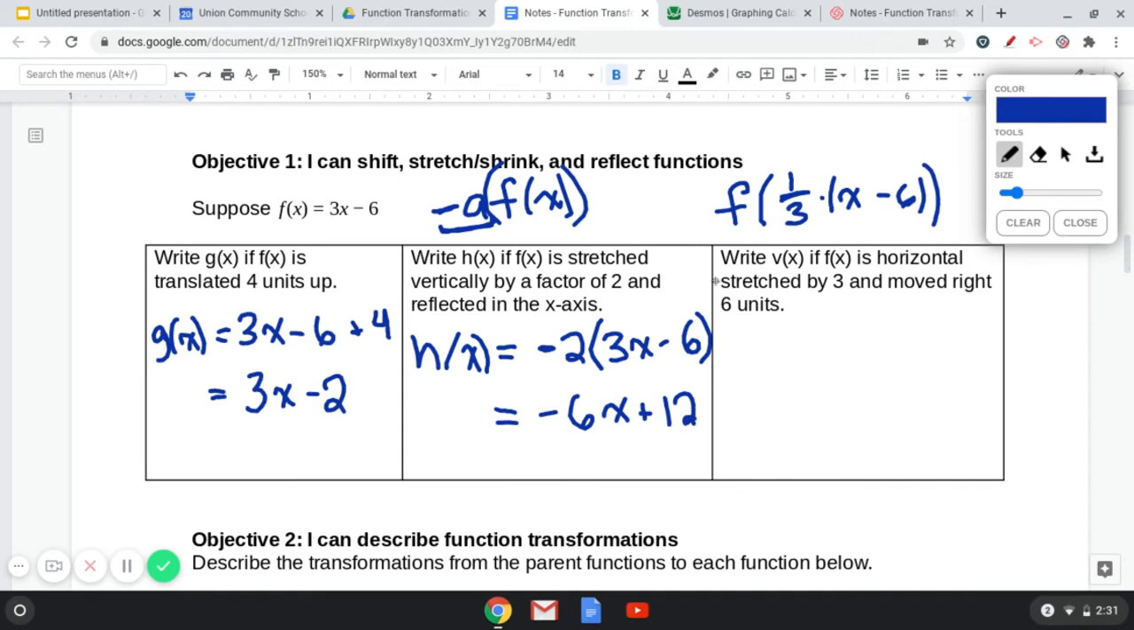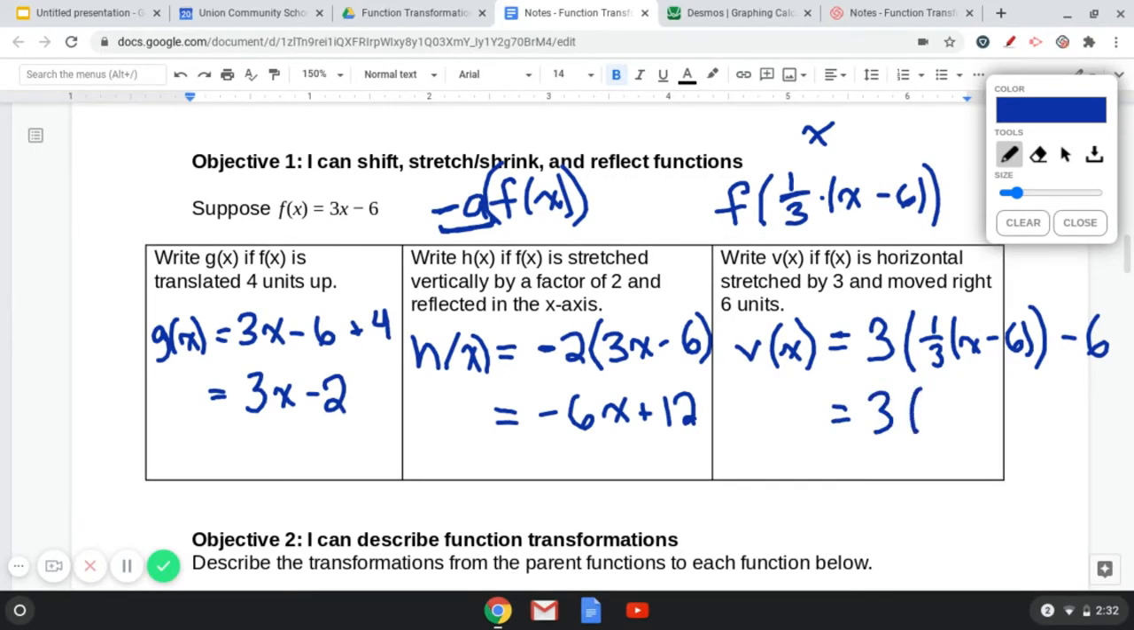All right. So let's apply this function and then double check our work in Desmos. So this is v of x. This means we're going to replace every original x with 1/3 x minus 6, equals 3 times (1/3 x minus 6), and then minus 6 down here. So I can simplify this as 3, 1/3 times x is 1/3 x, minus 2, 6 times a third is 2, minus 6, and then this becomes x.